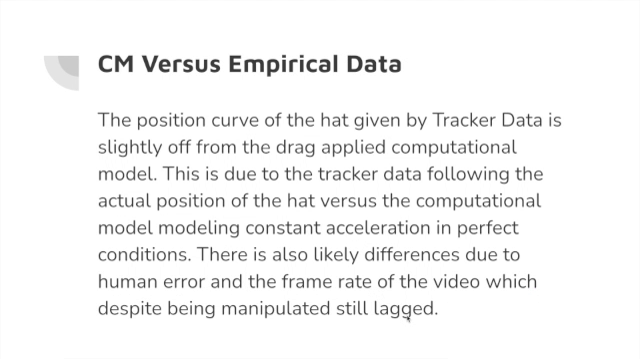The position curve of the hat given by the tracker data is slightly off from the drag applied computational model. This is due to the tracker data following the actual position of the hat versus the computational model modeling constant acceleration and perfect resistance. This is also likely different due to human error and the frame rate of the video, which, despite being manipulated, still lagged.